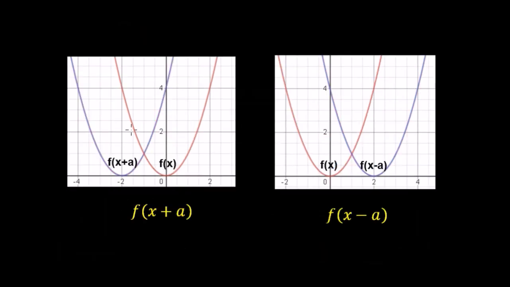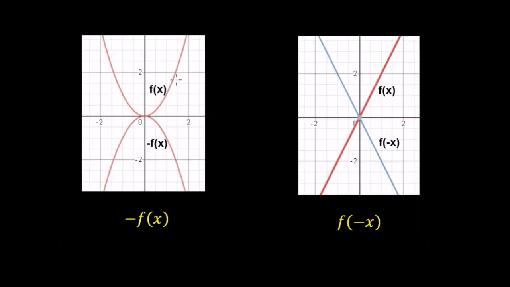We can shift the original function f of x to the left by f of x plus a. We can shift the original function f of x to the right by f of x minus a. We can take the original function f of x and we can reflect it in the x-axis by minus f of x, and this is the new function here, minus f of x.